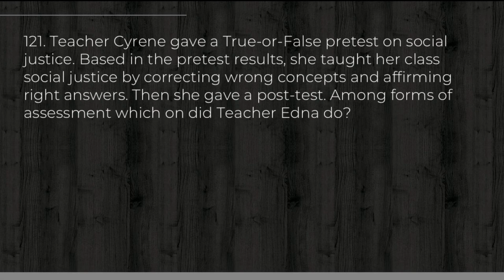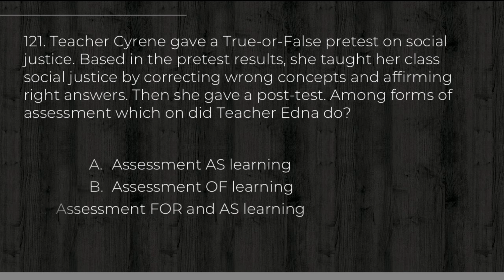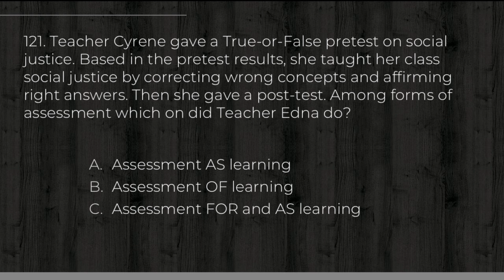121. Teacher Cyrene gave a true or false pretest on social justice. Based on the pretest results, she taught her class social justice by correcting wrong concepts and affirming right answers. Then she gave a post-test. Among forms of assessment, which one did Teacher Edna do? Letter A, assessment as learning. B, assessment of learning. C, assessment for and as learning. And letter D, assessment for learning.